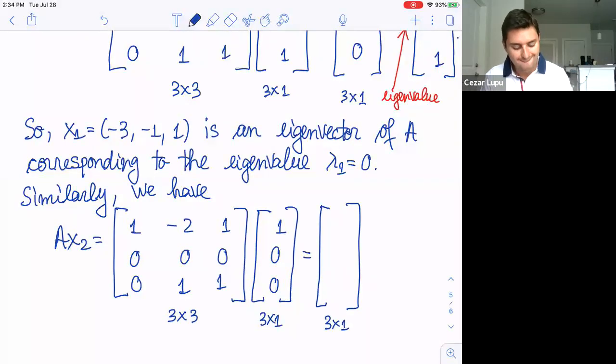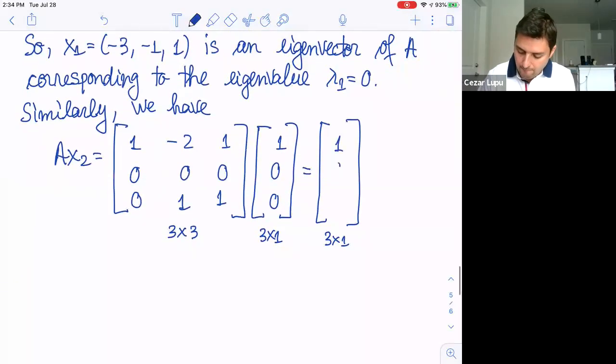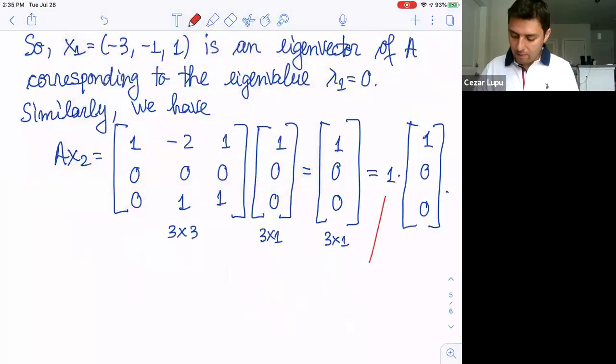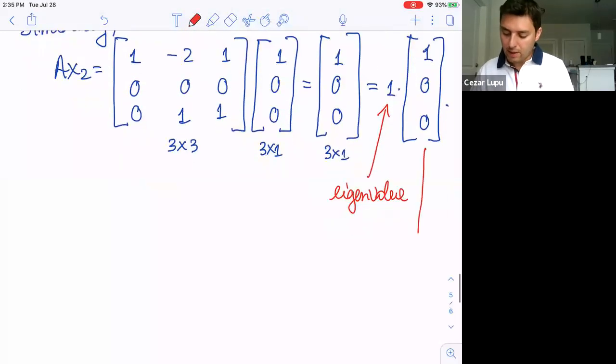Zero, zero, zero. Not quite, almost, yeah. Angel says, and Liliana, correct. It's 1, 0, 0, which can be written as 1 times 1, 0, 0. Again, the same story here. This is the eigenvalue, and this is the eigenvector.